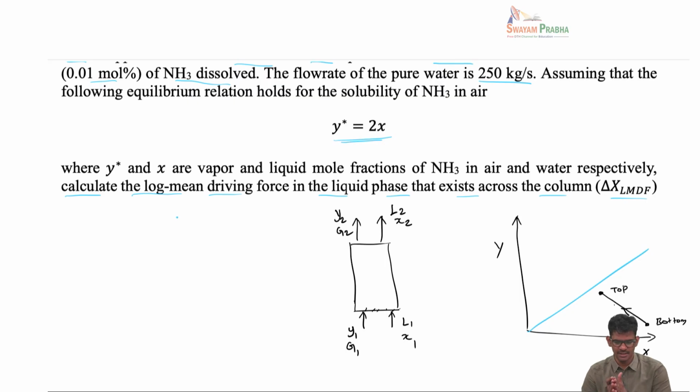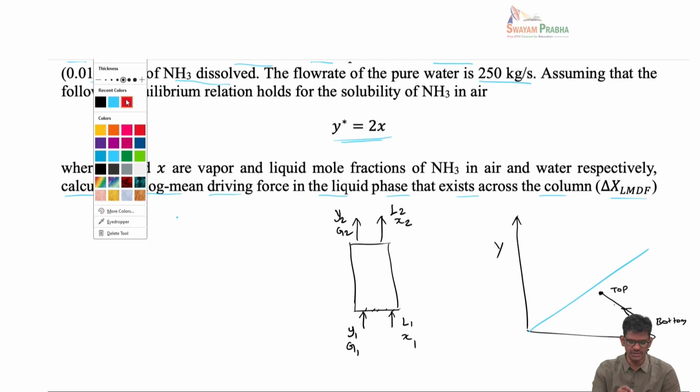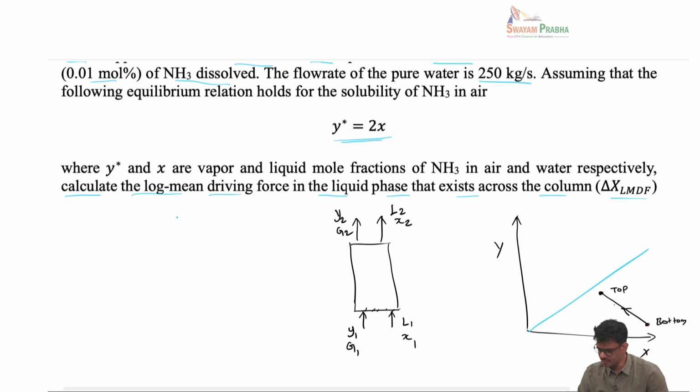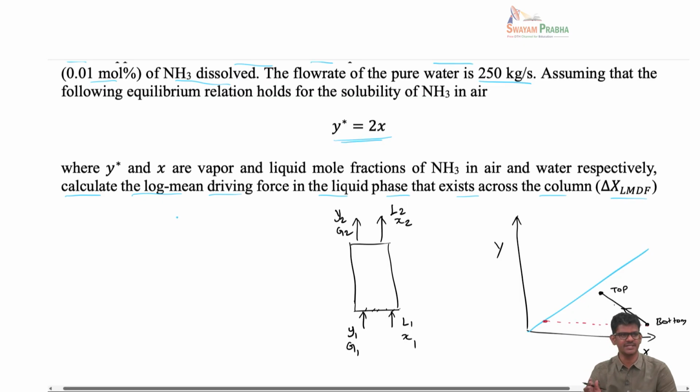Once we do this, what we are asking is to calculate the log mean driving force in the liquid phase that exists across the column. What that means is, at the bottom, the driving force for mass transfer is the distance from this point to the equilibrium line. That is the driving force for the liquid side mass transfer. At the top of the tower, the driving force would have been just this. So you can call this delta x1 and this delta x2.